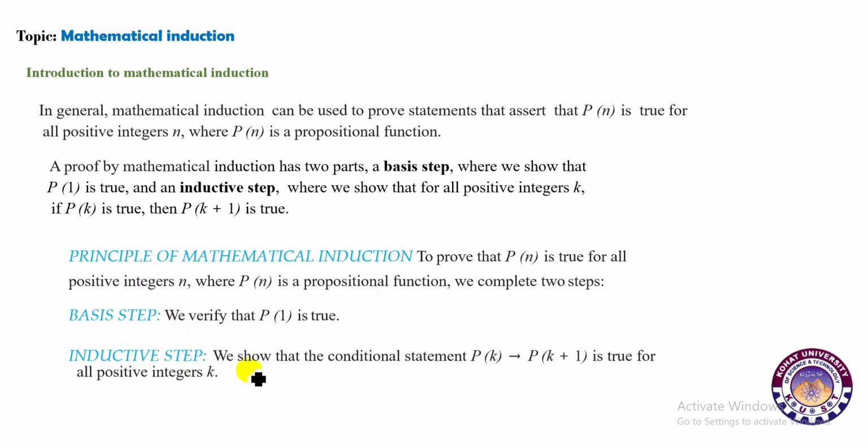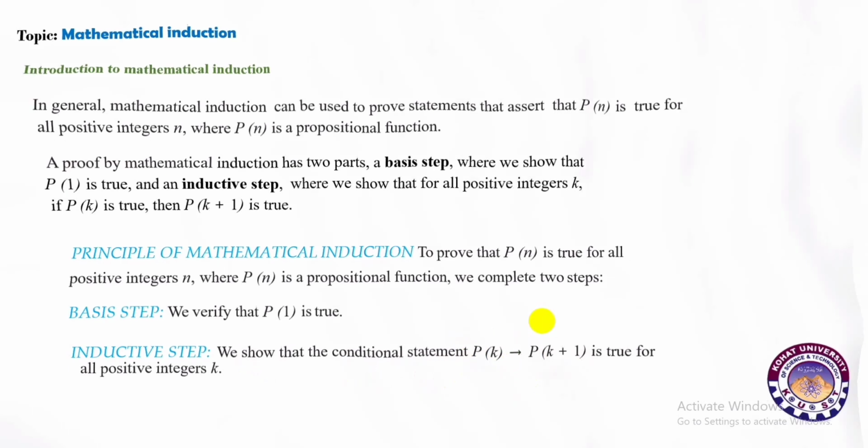And in the inductive step, basically we have to show the conditional statement p of k implies p of k plus 1. That is, we have to assume that p of k is true, and then with the help of this p of k we shall show p of k plus 1.